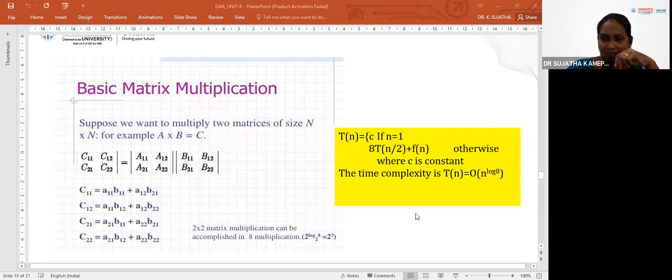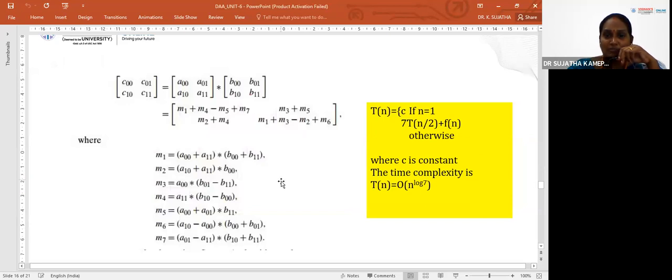Now, for general matrix multiplication, the time complexity recurrence relation can be represented like this. If I solve this recurrence relation, we get the time complexity as big O of n power log 8, which simplifies to big O of n cube. Here n is the size of the matrix. We are taking square matrices, so we represent the size with a single element n. If it is a 2 by 2 matrix, n is taken as 2, and the time complexity becomes big O of 2 cube. Now, let's see how Strassen's matrix multiplication reduces the time complexity by reducing the number of multiplications.